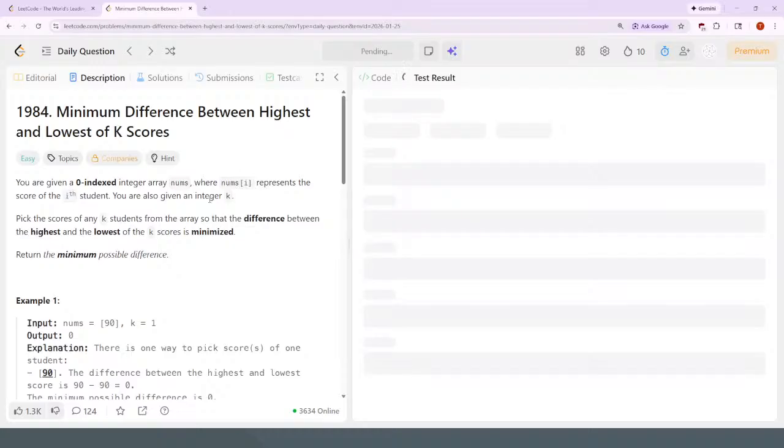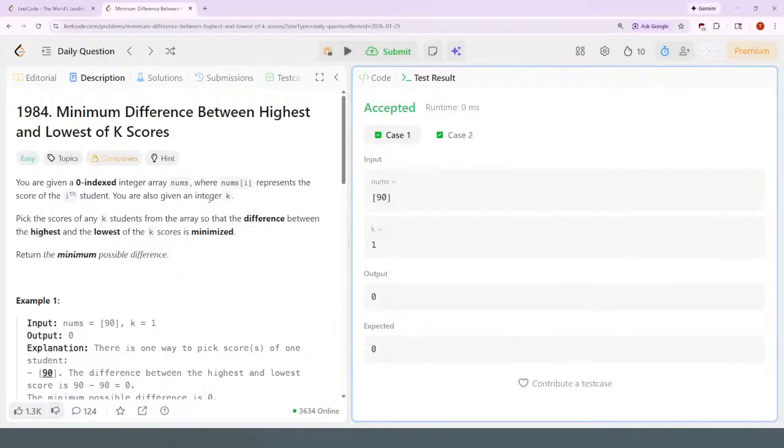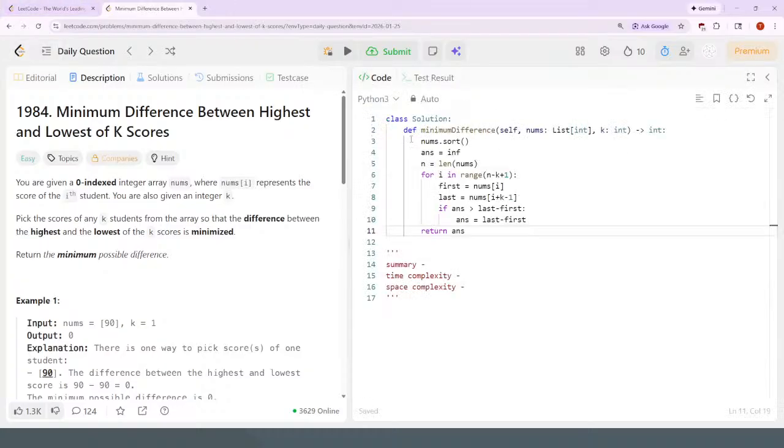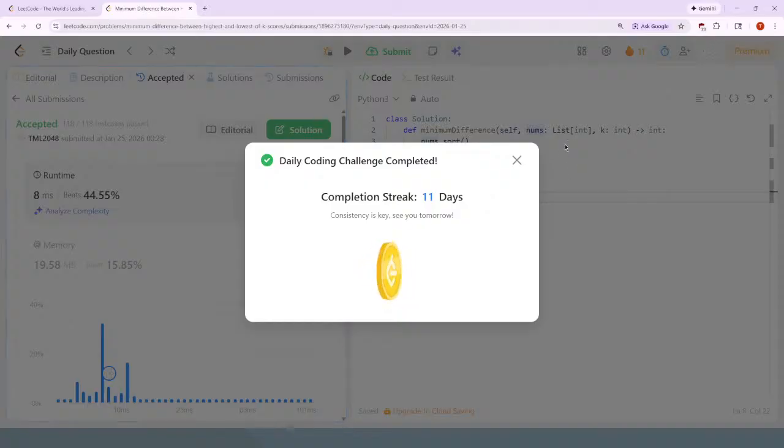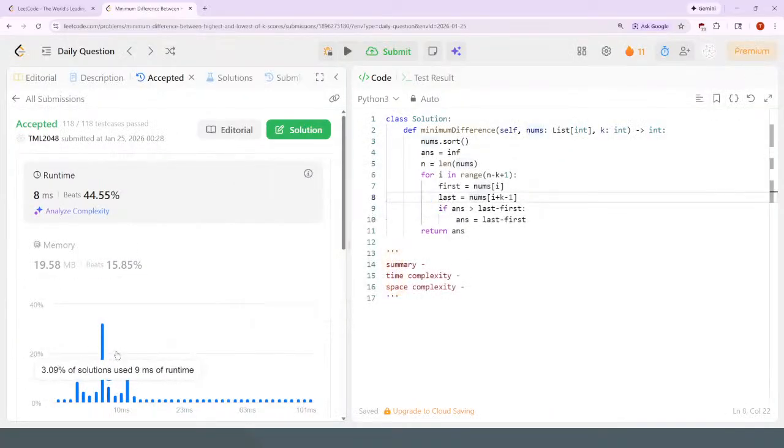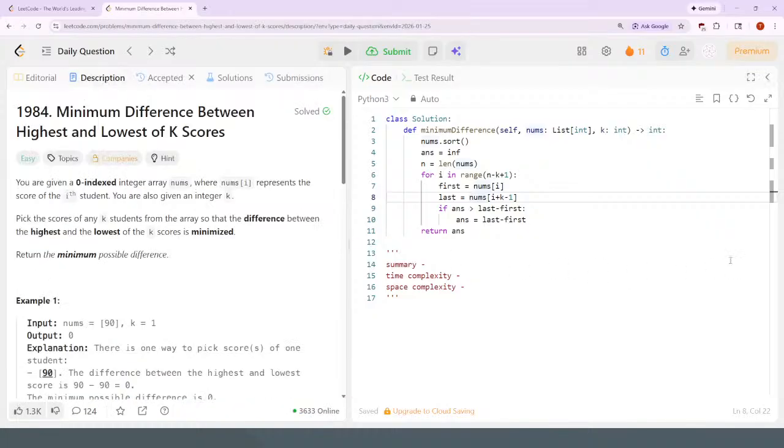Okay, I think this might be right. All right. Huh. This is surprisingly slow. Surprisingly slow. Why is it so slow?